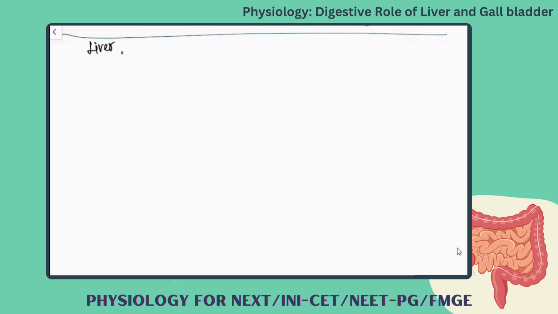Liver and bile. Pancreas, liver, and the bile produced by the liver and stored in the gallbladder.